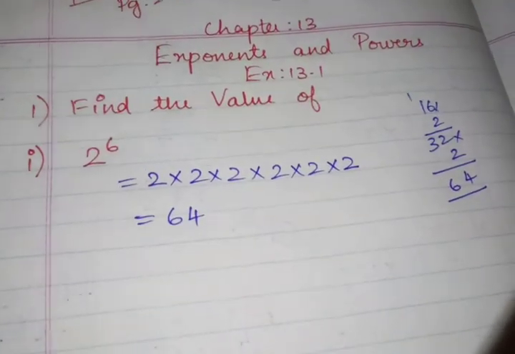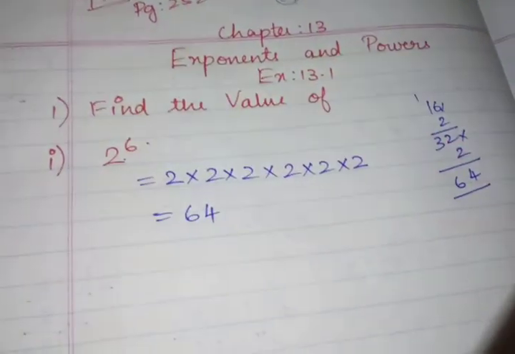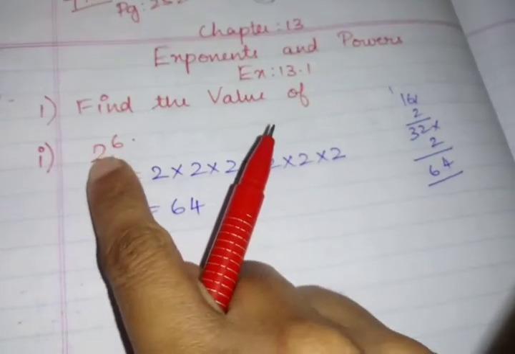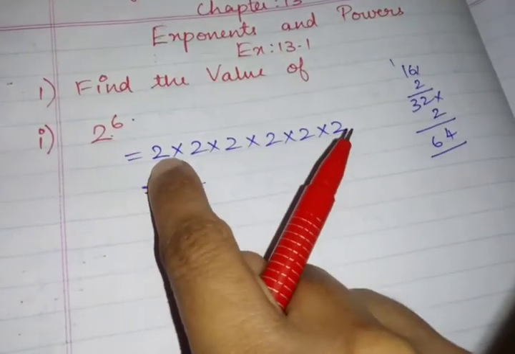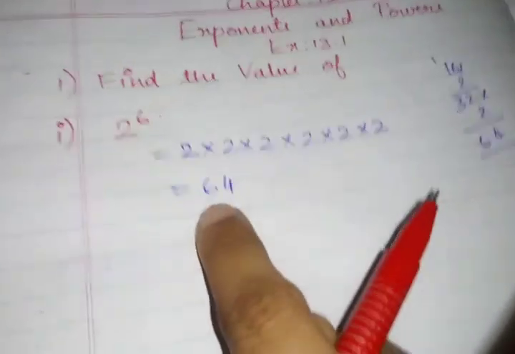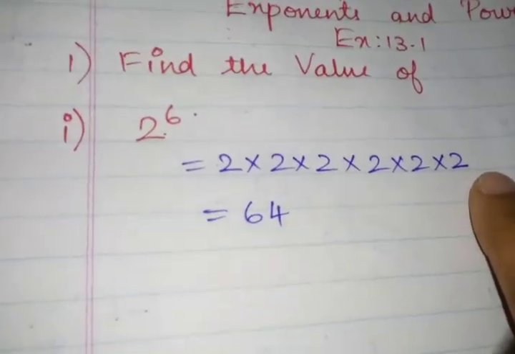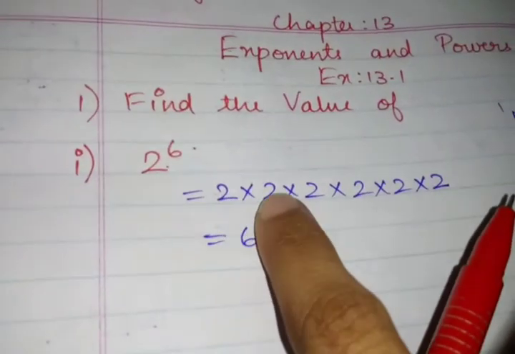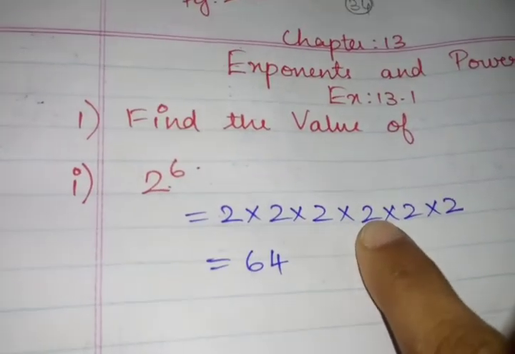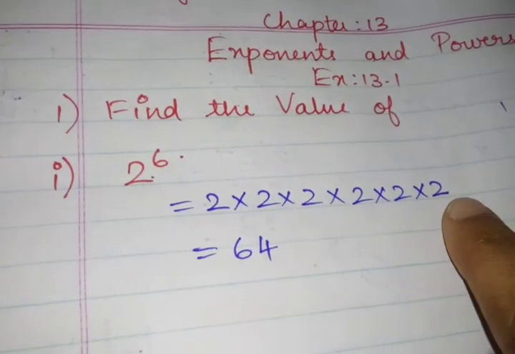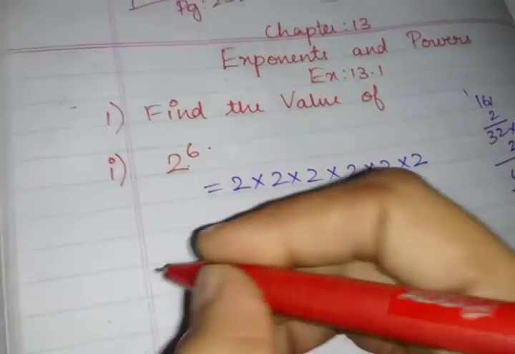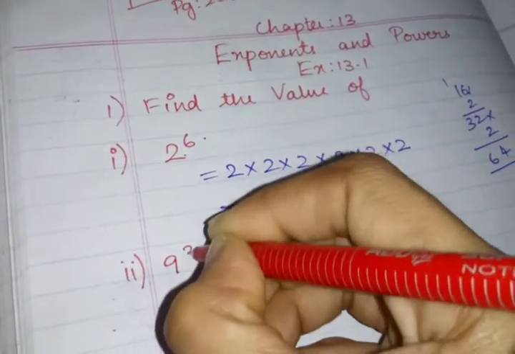So what is the value of 2 power 6, children? 64. First you should write the number that is given, like this, then you should write the answer 64. This expansion is very, very important. Just multiply this. 2 2s are 4, 4 2s are 8, 8 2s are 16, 16 2s are 32, 32 2s are 64.